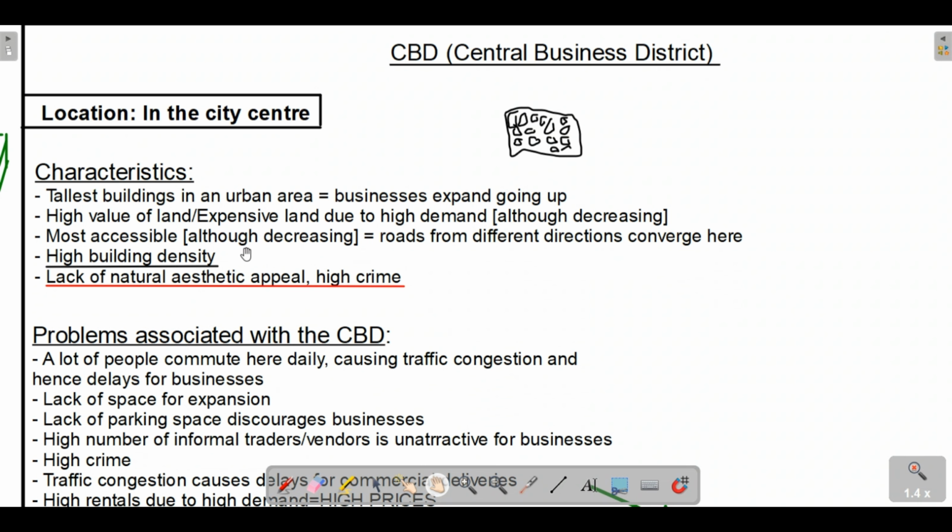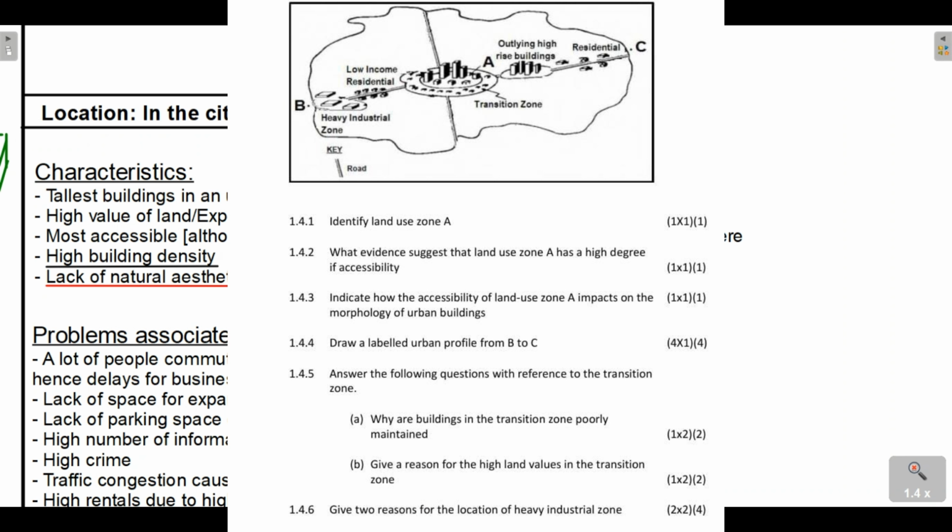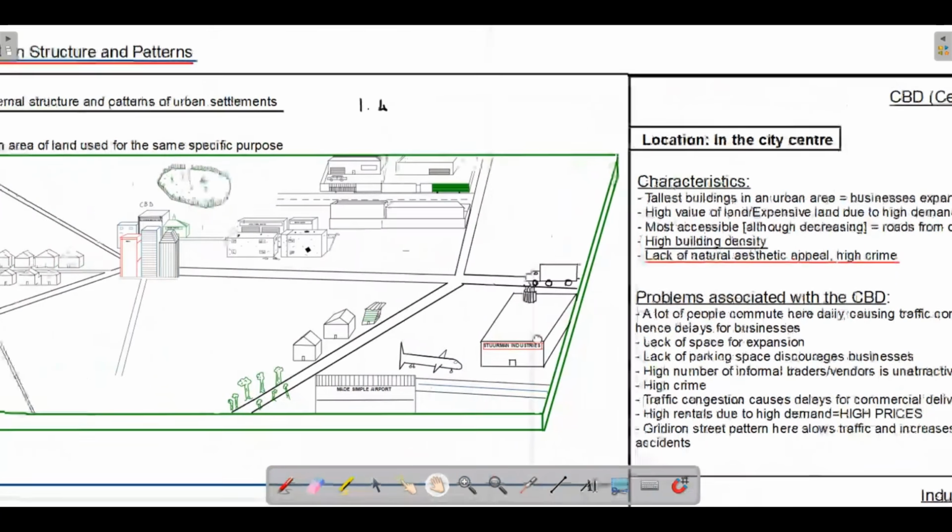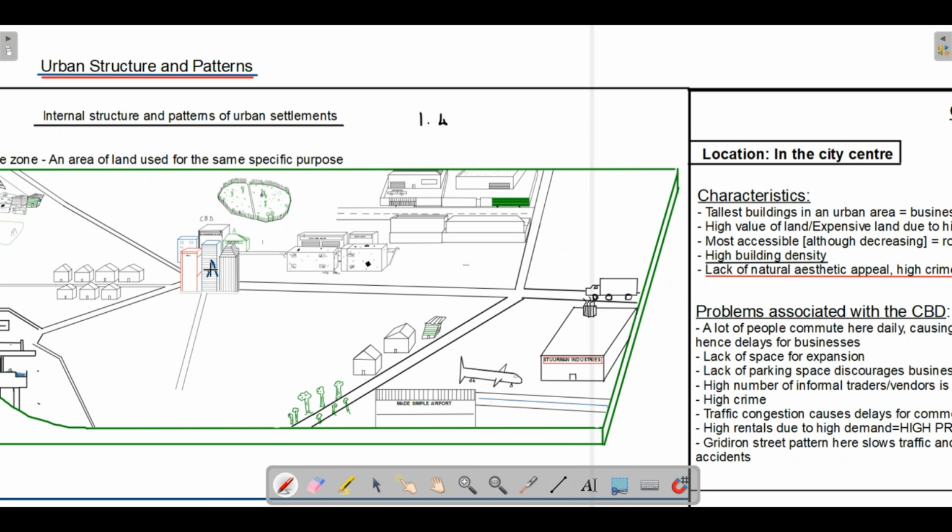In the exam, they can actually provide you with a photograph or a diagram, and they ask you to identify a particular land use zone. Let's say they wrote A here. Identify the land use zone A. You identify that, and then the next question is to explain your answer. Well, it's easy, guys. This is where you have the tallest buildings. You can clearly see that. Number two, you can clearly see that all roads converge here, so it is the most accessible. We're not talking about things that you cannot see. It's actually there. So let's be able to identify these land use zones. These characteristics are very important, guys.